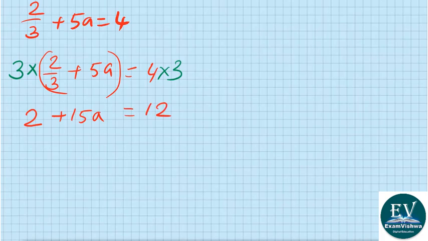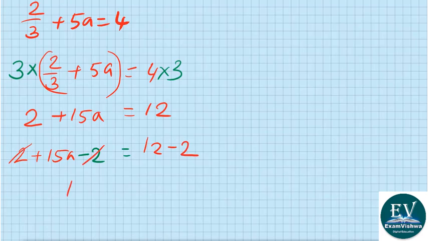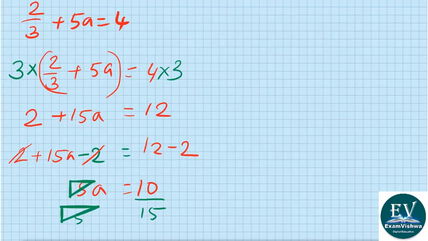अभी हमको 2 को हटाना है. 2 plus 15a minus 2. That means 12 minus 2. That means the 2 gets cancelled. 15a आप लिख के कैंसिल नहीं करेंगे, आप डायरेक्ट लिखेंगे. इस आपको समझने के लिए कैंसिलेशन दिखा रहा हूँ. I will remove 15. How? By dividing with 15. Right? So this will get cancelled. एक ट्रायंगल आ रहा है, उनका स्टाइल है.